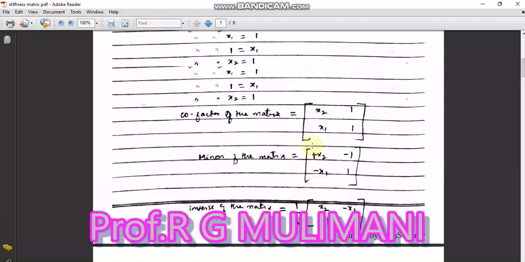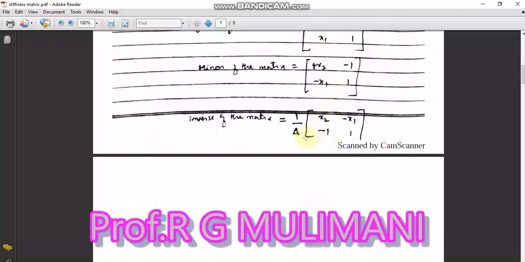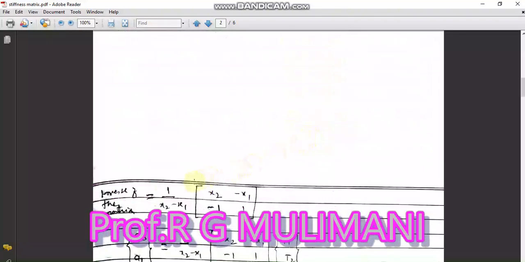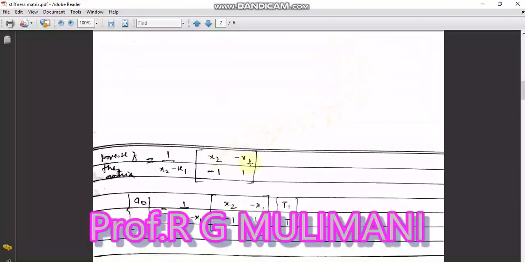What is the determinant of the matrix? x2 into 1, that is x2, minus x1 into 1, that is x1: x2 minus x1. So the determinant is x2 minus x1, giving 1 by x2 minus x1, and this adjoint of the matrix is the transpose of the matrix, rows into columns, columns into rows. So x2, minus x1, minus 1, 1. So this is the inverse of the matrix.